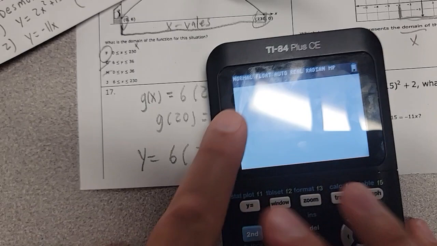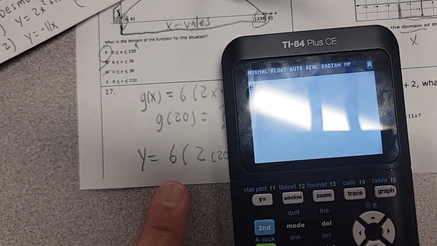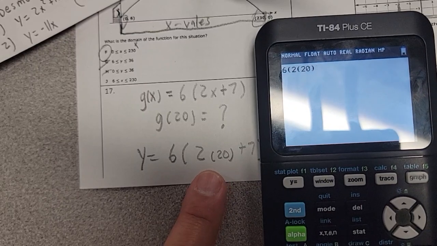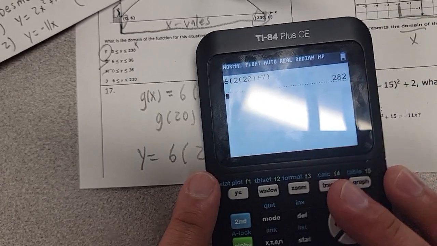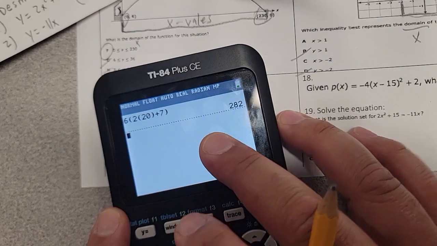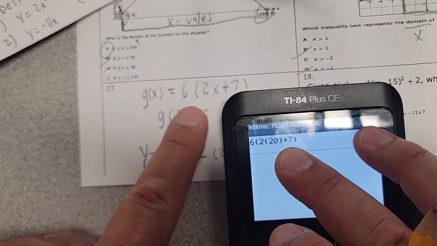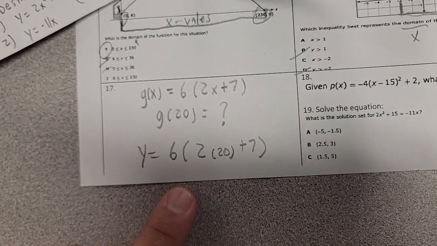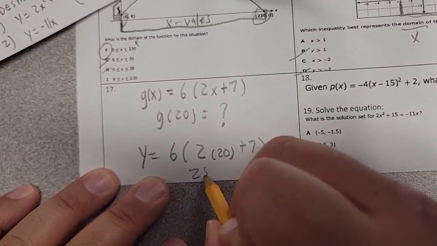So let me do it in the regular calculator. 6 parentheses 2, and then another parentheses, 20 plus 7, enter. So your answer is 282. Don't forget, whenever you see the x becomes a parentheses, and you put the number there. Okay? So my answer is 282.